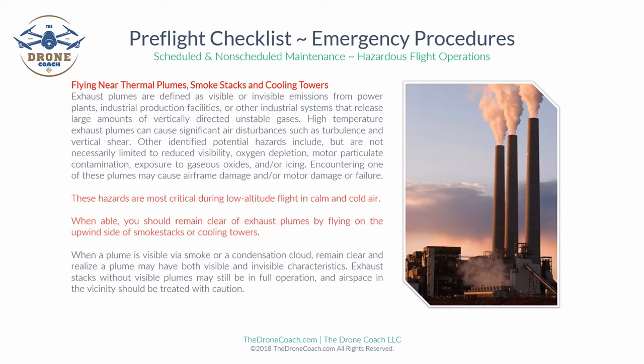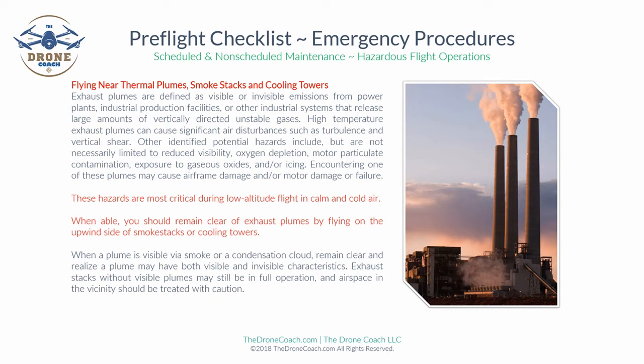Flying near thermal plumes, smokestacks, and cooling towers. They want you to be aware of that. Exhaust plumes are defined as visible or invisible emissions from power plants, industrial production facilities, or other industrial systems that release large amounts of vertically directed unstable gases.